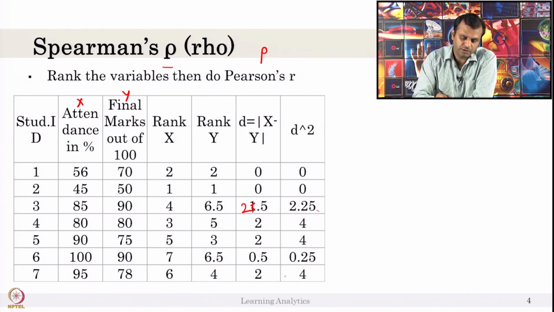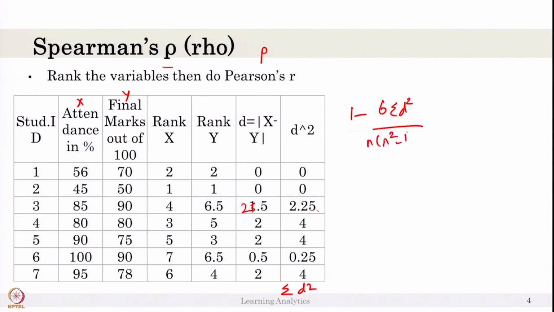You can use the summation of these d square values, and there is a formula to compute Spearman's rho. It is 1 minus 6 times the summation of d squared, divided by n times n squared minus 1. n is the number of samples, which is 7 here, and we can use this formula to compute Spearman's rho. This formula is a simplified version of applying Pearson's on ranks. So this is how you compute Spearman's rho.